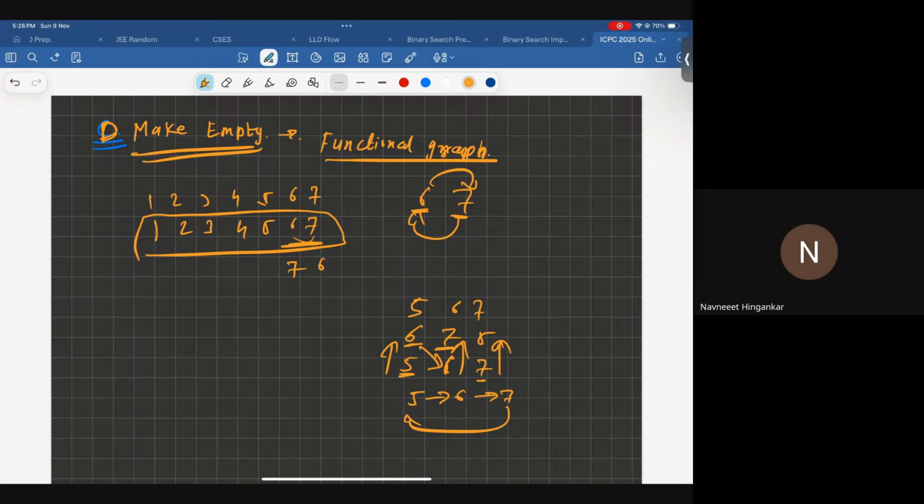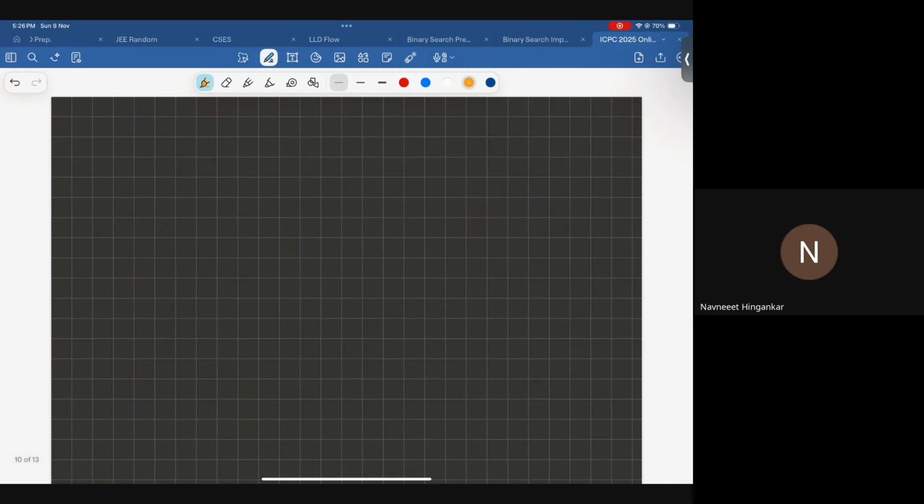But how is this connected to the D task? I will show you that. So the D task was, you are given a permutation, right? A permutation of 1 to n. Now what you could do is select a subsequence of even length. N is also even.